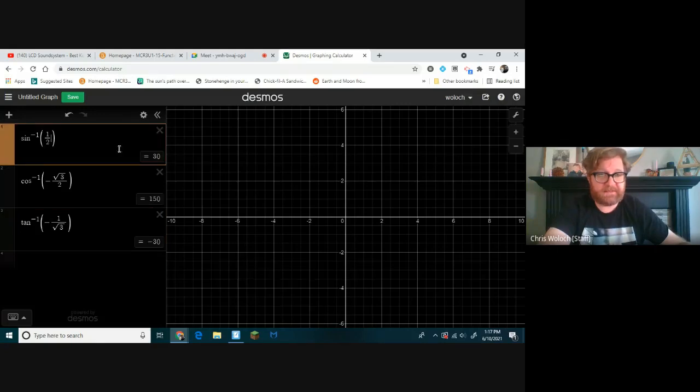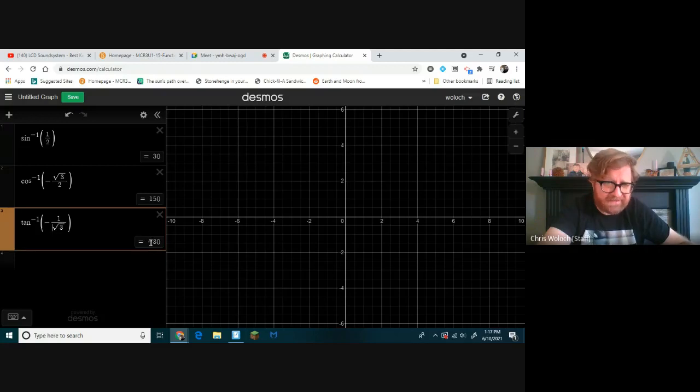And again, when we look at all of these values here, sine gives me an answer in quadrant 1, cos gives me an answer in quadrant 2, which is the correct one. Check out tan. Tan gives me an answer in quadrant 4. Huh, weird.